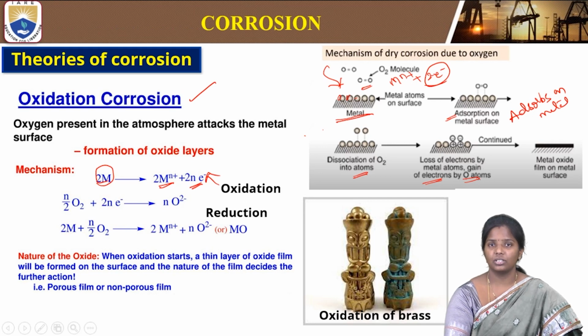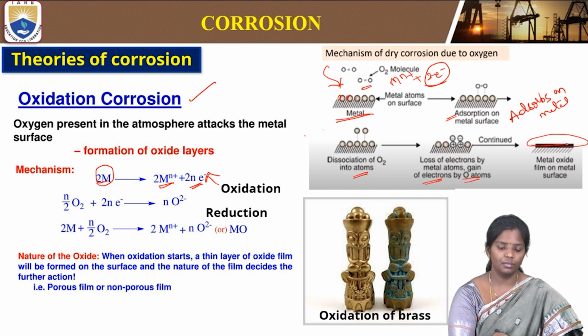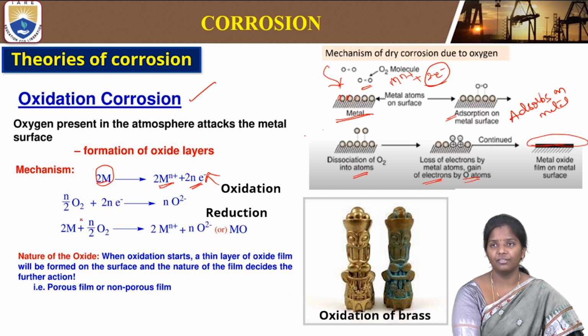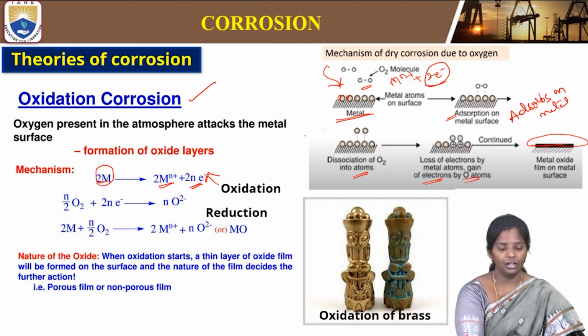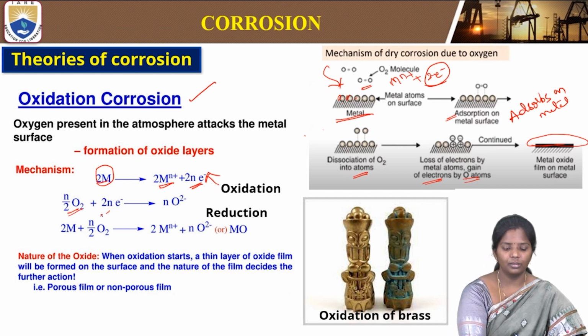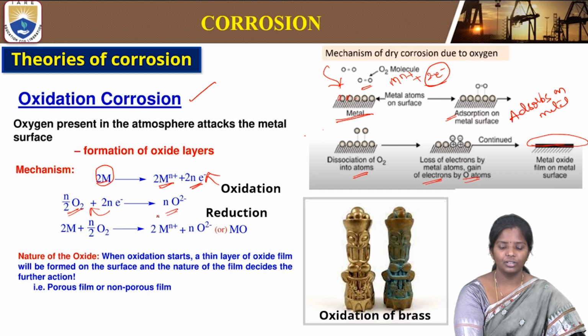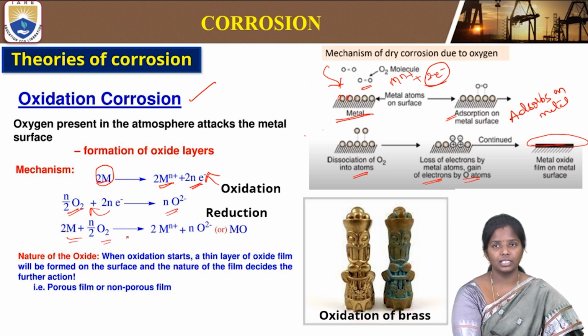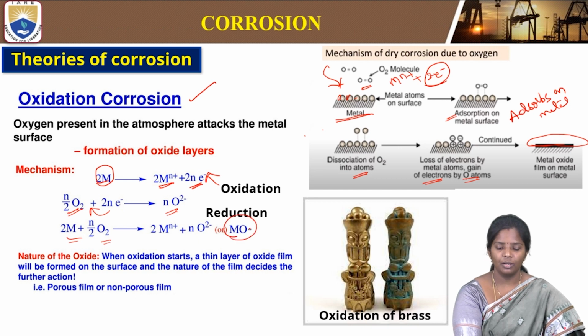This keeps on continuing and forms a layer. This is the same thing we have to understand from the reaction mechanism, where the oxygen takes up these 2 electrons and is reduced. Then it reacts again and again and ultimately forms a metal oxide.